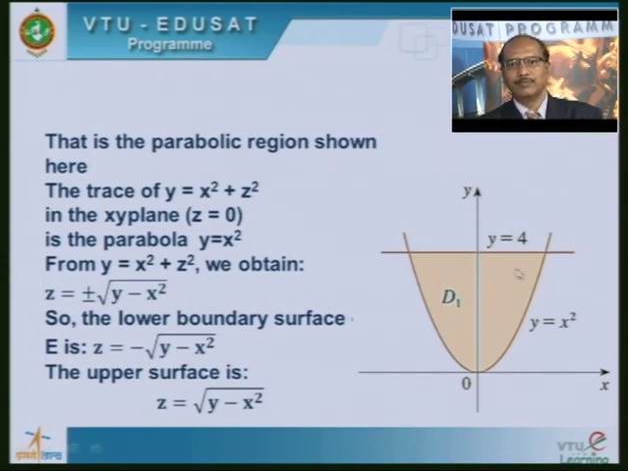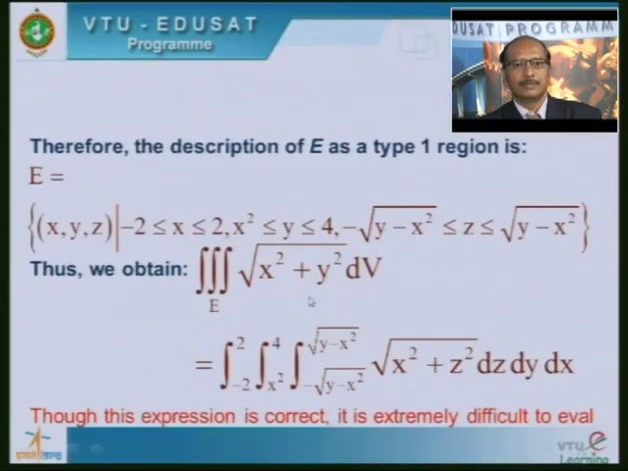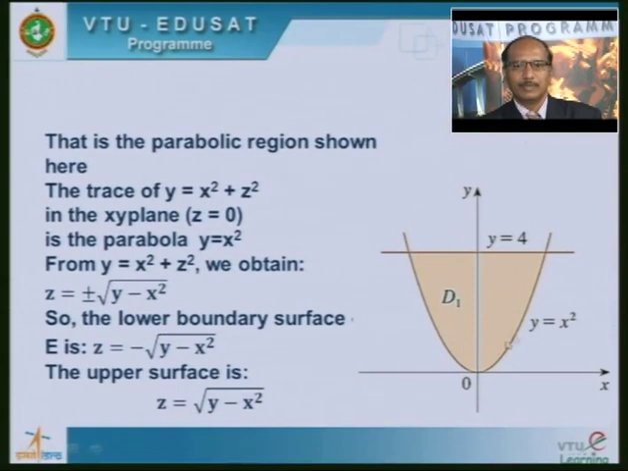You can easily find the limits here. For y limits, you want to consider constants, 0 to 4. And x limits are x equal to plus or minus root y. So, along the x direction, minus root y to plus root y you can take. That is one type we discussed. So, in type 1, here in the xy plane, there are two sets of limits.